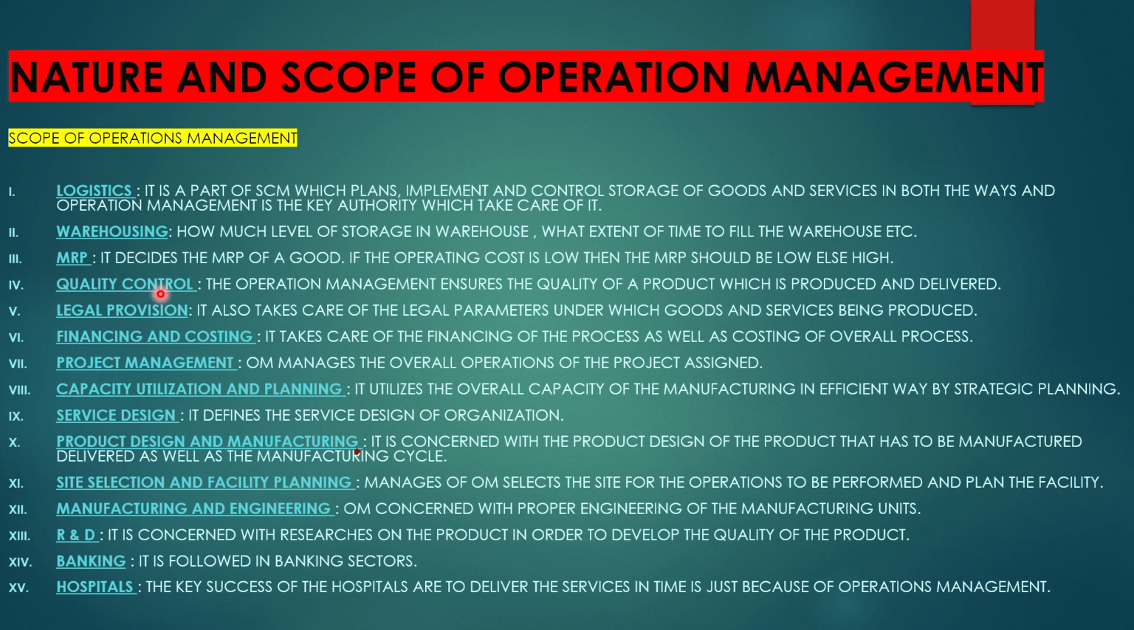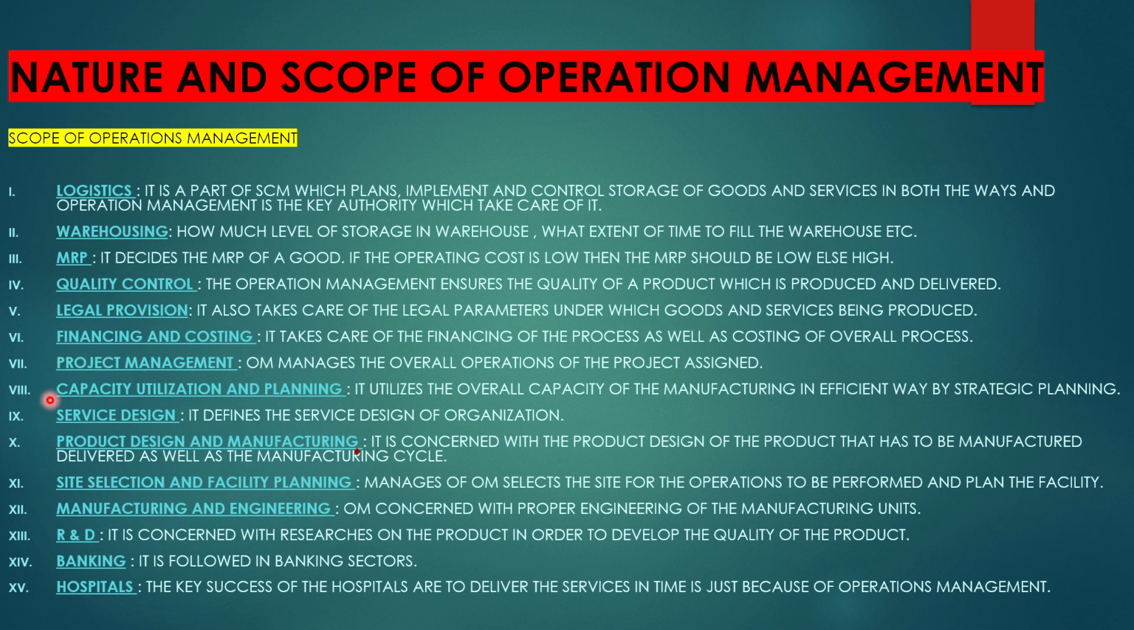Quality control: since operation management ensures the quality of the product which is being produced and delivered to the end customer, it has a scope in quality control as well. Legal provision: since it takes care of the legal parameters under which goods and services are being produced, it has scope in legal provision as well. Financing and costing, because it takes care of the financing of the process as well as the costing of the overall process.